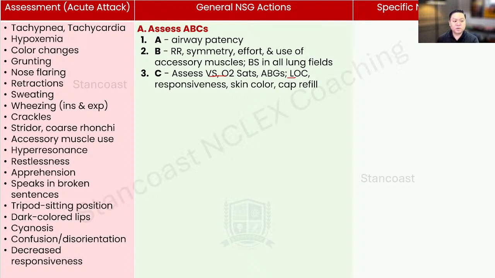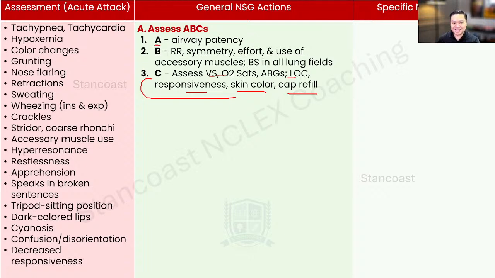Now, check also the skin color. This is part of the circulation, guys. The skin color, the cap refill, the responsiveness, the perfusion to the brain, that is part of your circulation check, okay? So I just want to emphasize this.